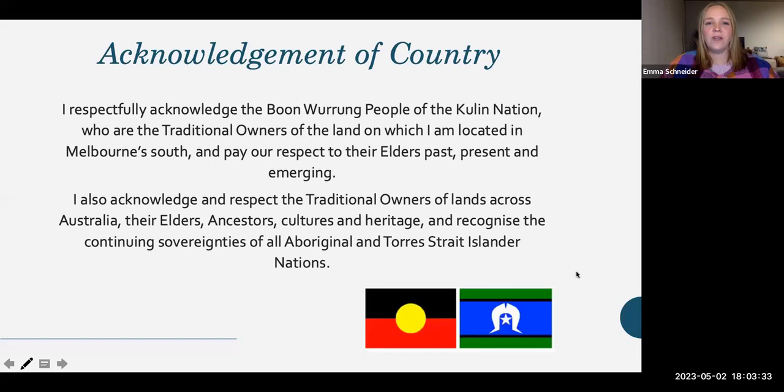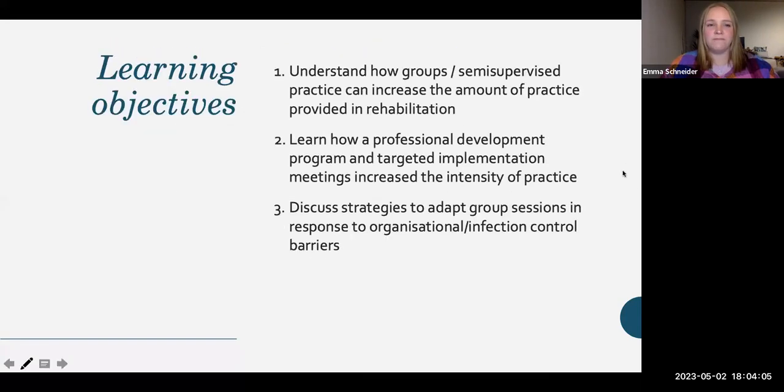First of all, I would like to complete an acknowledgement of country. I respectfully acknowledge the Boonwurrung people of the Kulin Nation, who are the traditional owners of the land on which I am located in Melbourne South, and pay my respects to their elders past, present and emerging. I also acknowledge and respect the traditional owners of lands across Australia, their elders, ancestors, cultures and heritage, and recognise the continuing sovereignties of all Aboriginal and Torres Strait Islander nations. I also extend this acknowledgement to any traditional owners of lands on which you are meeting today.